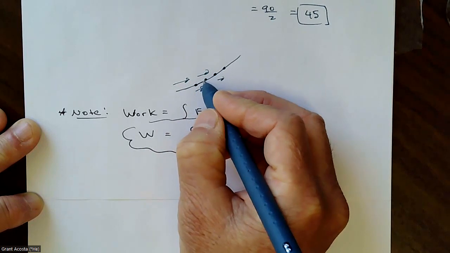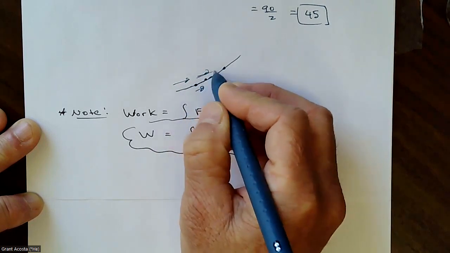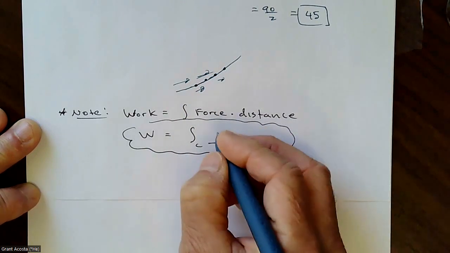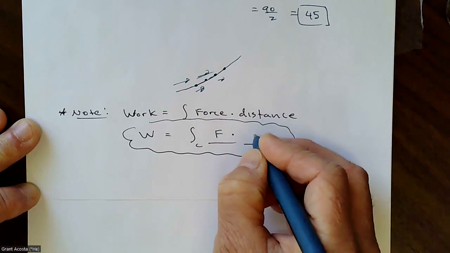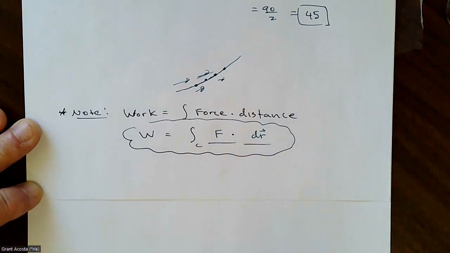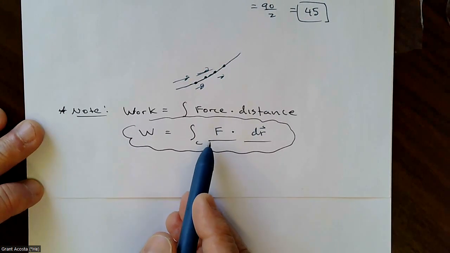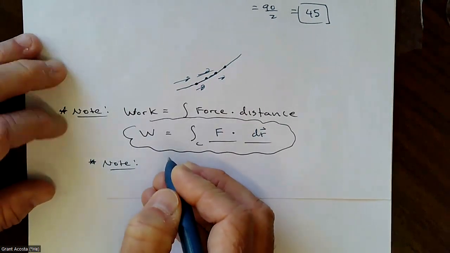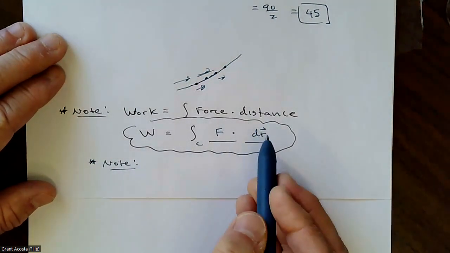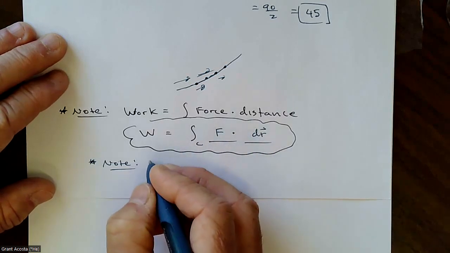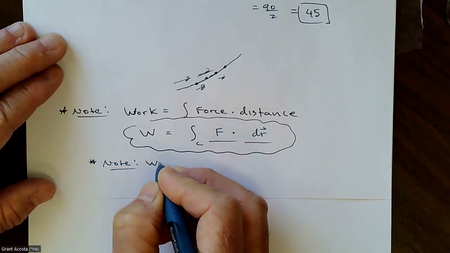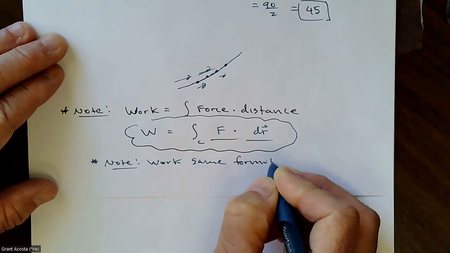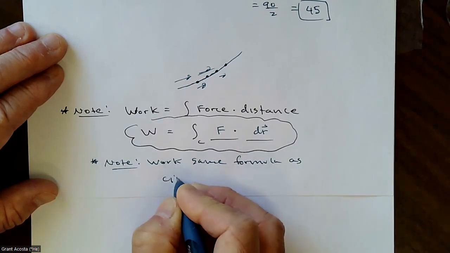I'm moving at little tiny distances, right? I break it up into little tiny distances as this field moves this particle. And so to get the total work, I can integrate over the line integral, and it's the force dotted with the distance dr, which means that's the same formula we use for circulation. So I just wanted to make a note here because they could ask you to calculate the work done with a certain field in moving a particle a certain distance, but it's the same formula as circulation. Work, same formula as circulation.